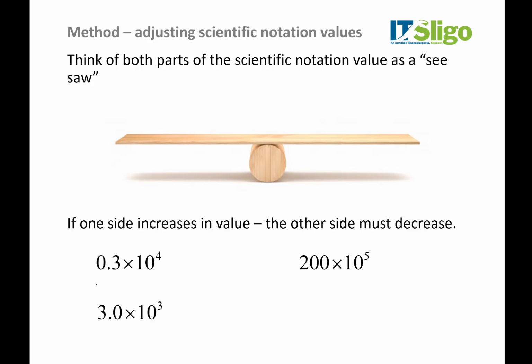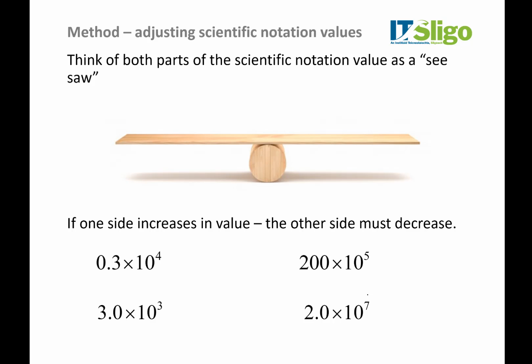Similarly, if we have this, again, it looks like it's scientific notation, but now the value is greater than 10. So we need to make this side smaller, write it as 2.0. So the decimal point is hopped 2 places, or really we've divided the left-hand side by 100. So now we need to multiply the right-hand side by 100. We add the powers, and that's our equivalent value there.